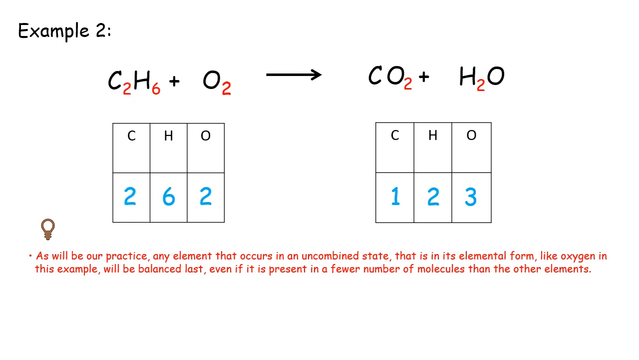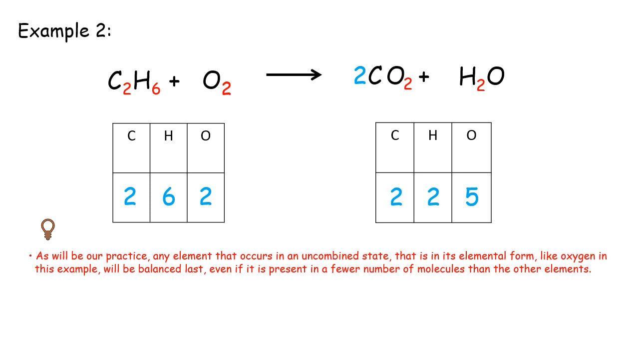There are 2 carbon atoms on the left side of the equation and 1 on the right, we can therefore multiply carbon dioxide with a coefficient of 2. We now have 2 carbon atoms on both sides of the equation. It also gives us 5 oxygen atoms on the right side of the equation.